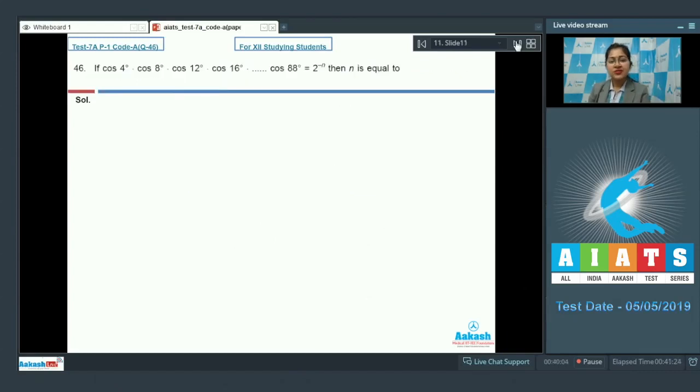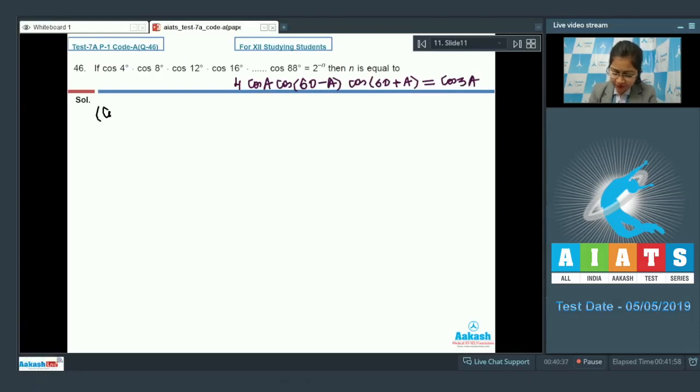Next is question number 46, which says that if cos 4 degree into cos 8 degree and so on up till cos 88 degrees is equal to 2 raised to the power minus n, then we have to find the value of n. Now we know the formula that 4 into cos a into cos (60 minus a) into cos (60 plus a) is equal to cos 3a. So we will make use of this formula here.